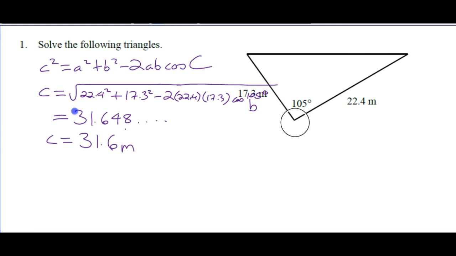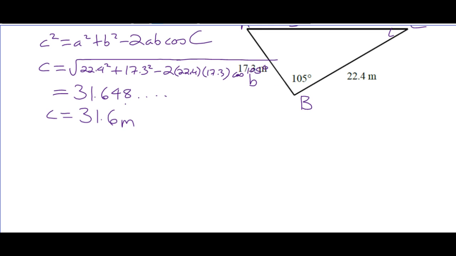This one is 31.648... I'm going to call this angle C, so we'll go A, B, C. I'm going to use the 3 sides to solve for this angle. So I'm going to use cosine law. Now, once we learn sine law, we won't bother. We'll just use the sine law. But for now, we need practice with cosine law, so we're using cosine.